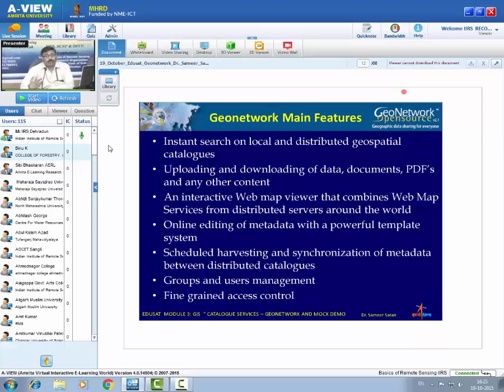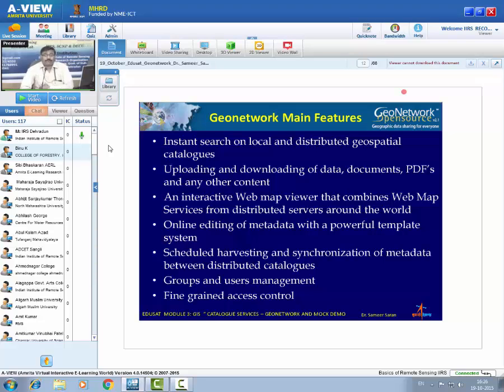Then you can also link this GeoNetwork portal with a WMS viewer. Whatever WMS services have been provided through online resources by the different nodes can directly be visualized on top of Google Earth, or you can make use of Bhuvan WMS satellite data services, and on top of it you can directly display your data sets. So an interactive map viewer is available within GeoNetwork. Then online editing of metadata is already available.